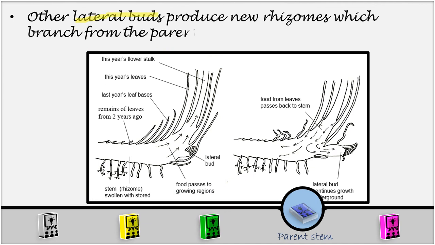Other lateral buds produce new rhizomes which branch from the parent stem. So you have very many rhizomes. The rhizome, you have very many buds. Those buds, they will not go up above the ground, but they will continue growing and forming other rhizomes underground.